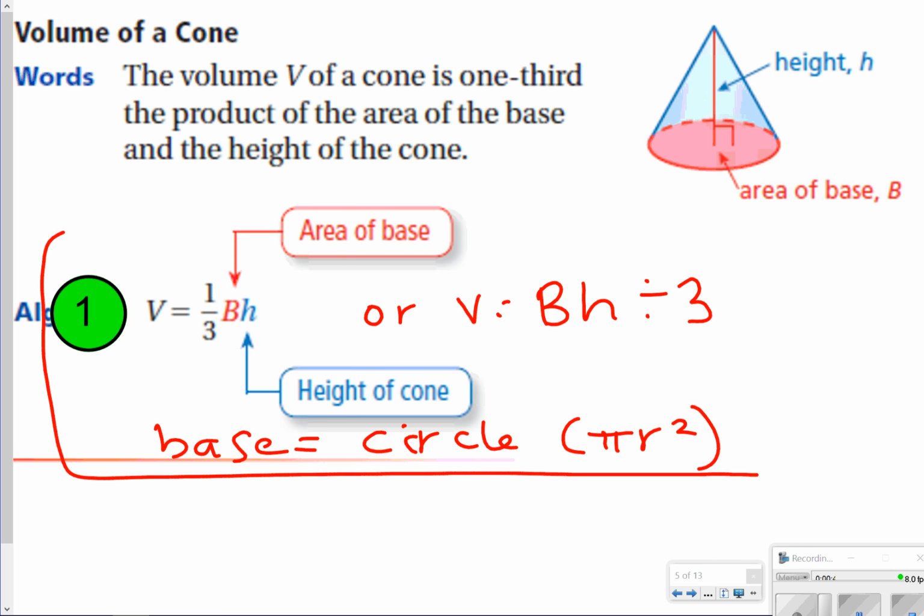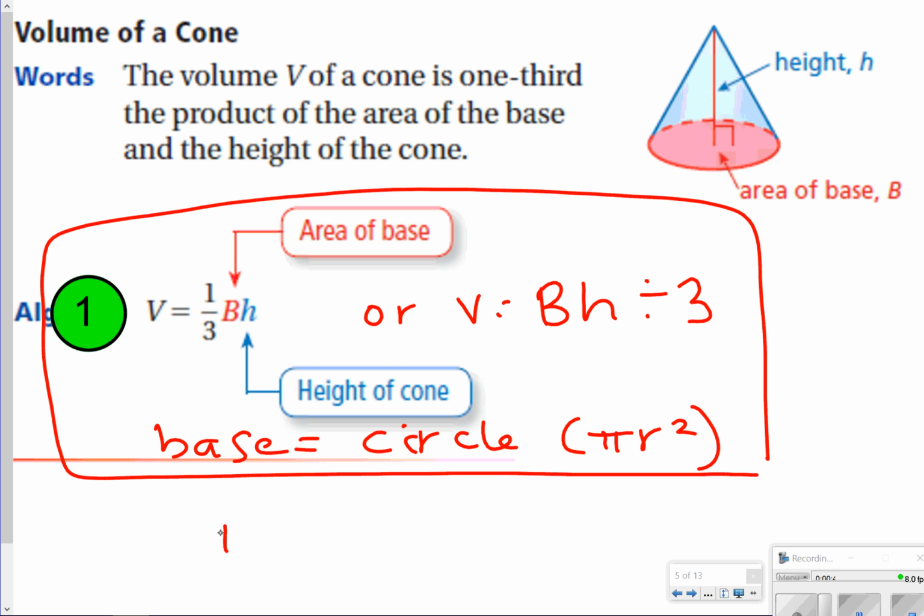Let's go ahead and take a moment to just copy down what this is inside the red rectangle, and once you're done, click play so you can see how it's done.